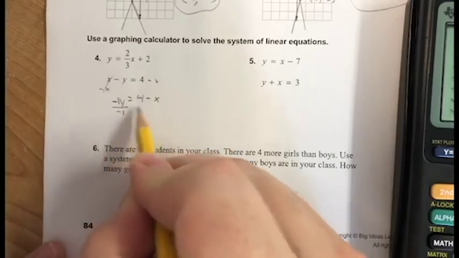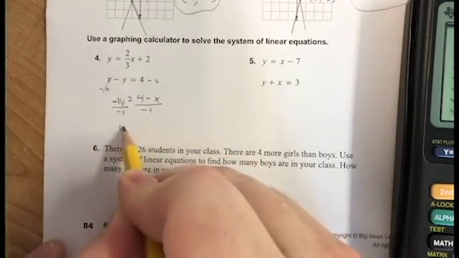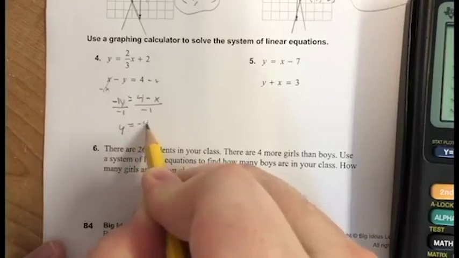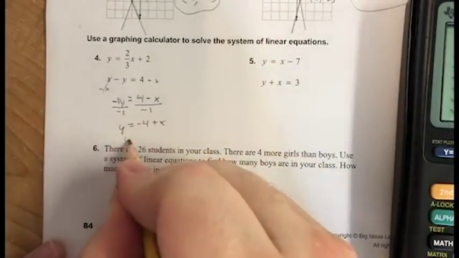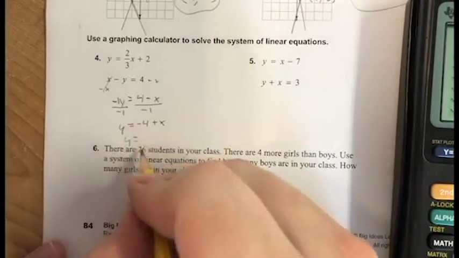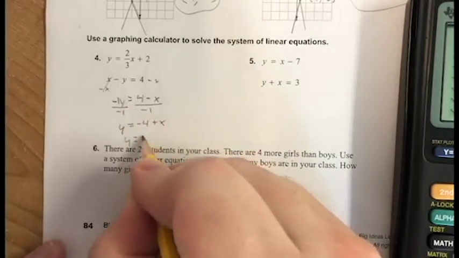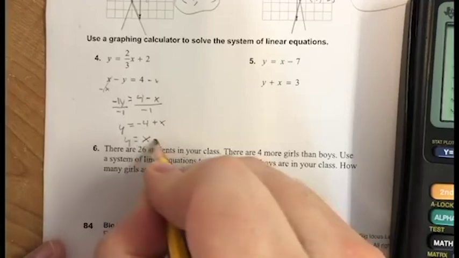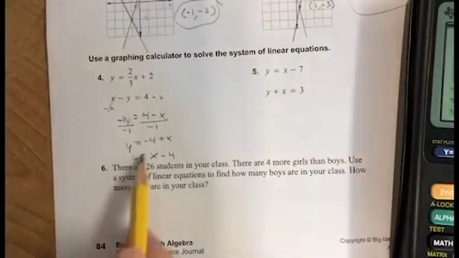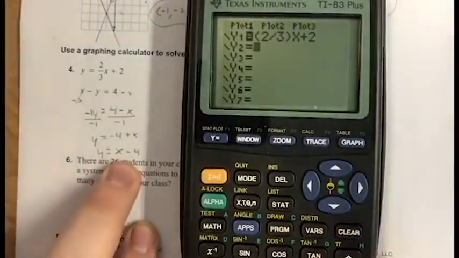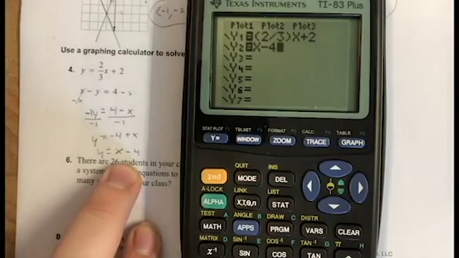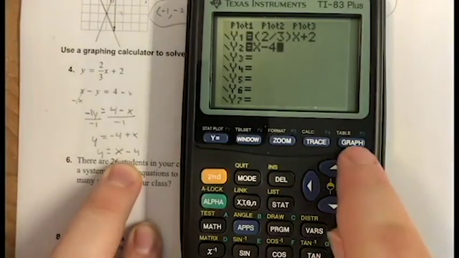So that means I can divide by negative 1 on both sides. And I get y is equal to negative 4 plus x. And I can rearrange this one last time to make it into proper slope-intercept form. This is a positive x, so I can just write it minus 4. So now that I've got it, y is equal to x minus 4, I'm going to put that in there, x minus 4. All right. Now, what we want to do is go to graph.